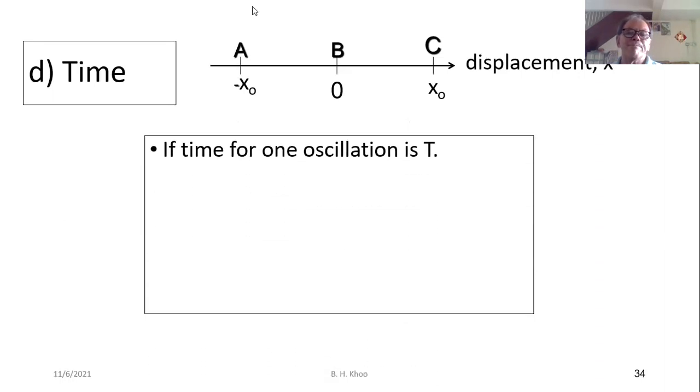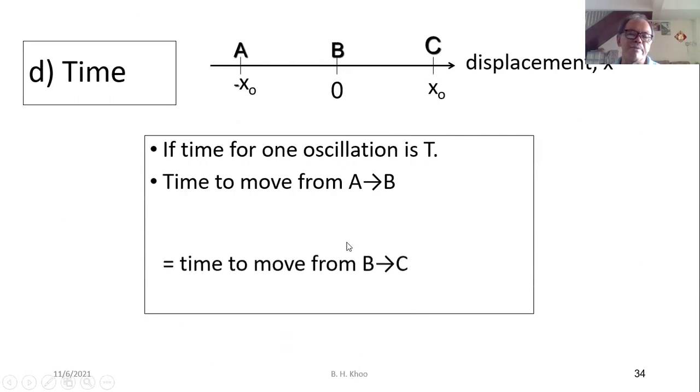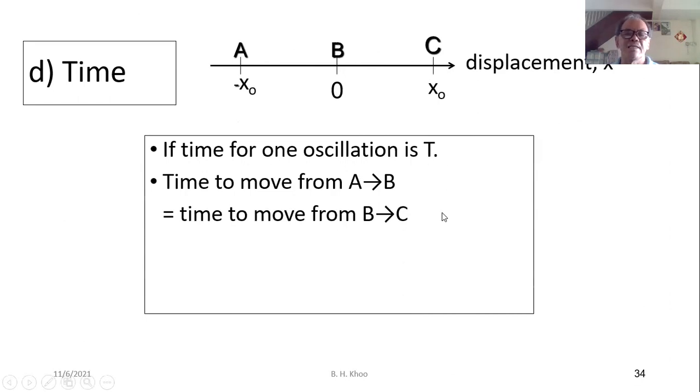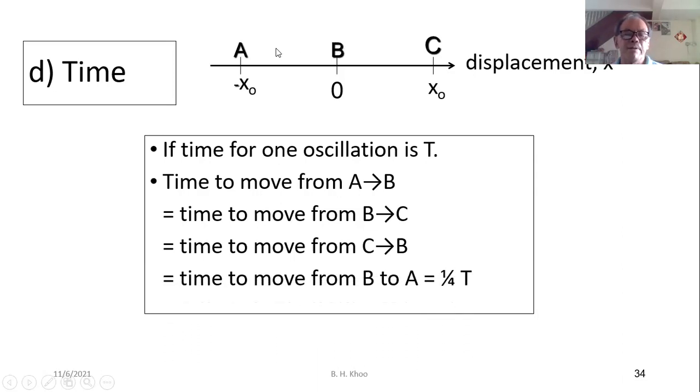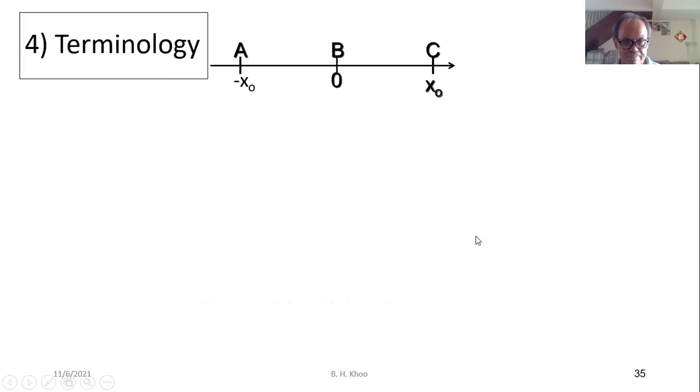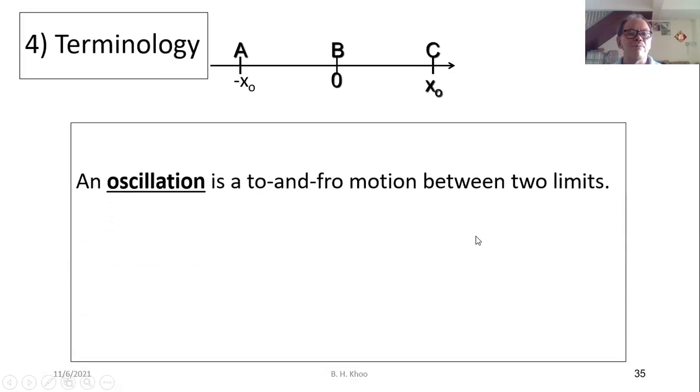That's where I just told you just now, the time. The period is from B to C to B to A and back to B, that's called the period, the time T. The time to move from A to B, from B to C, from C to B, and also from B to A, each of them is a quarter of the period. It's the same. These are memory work.